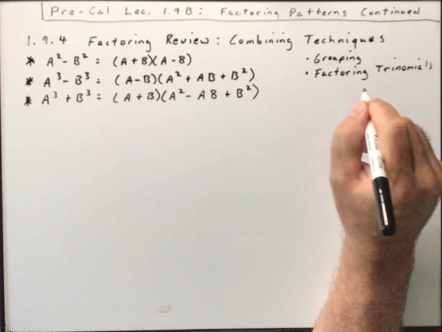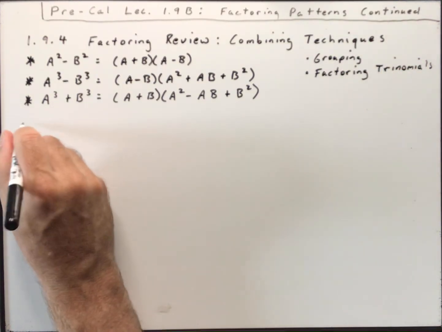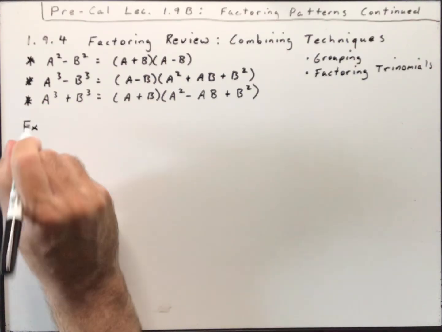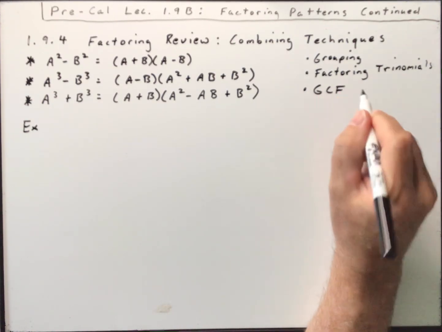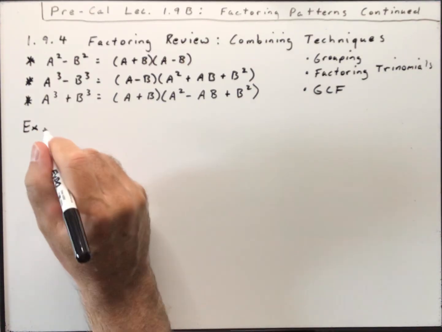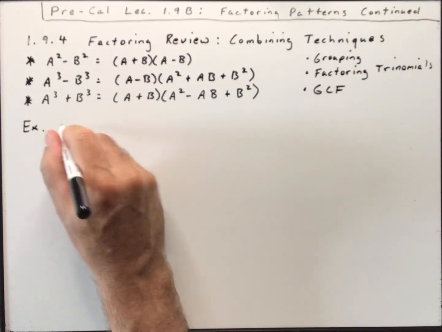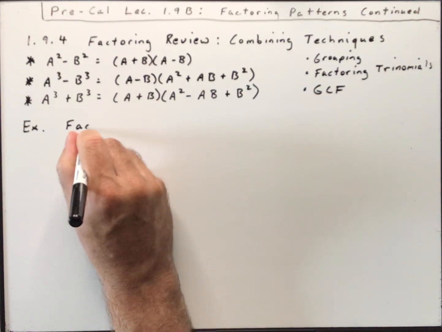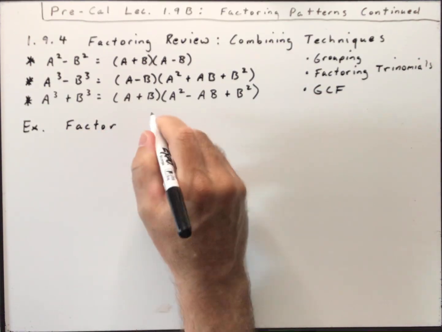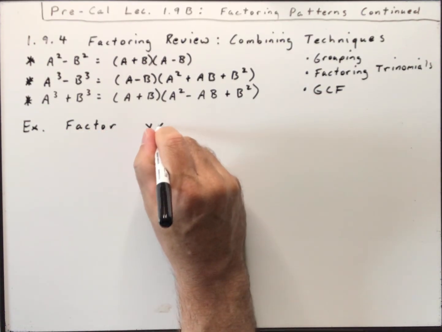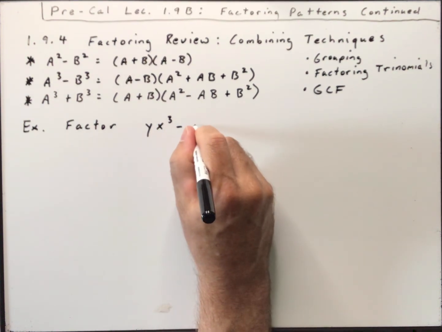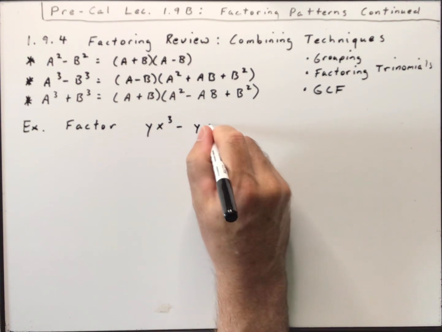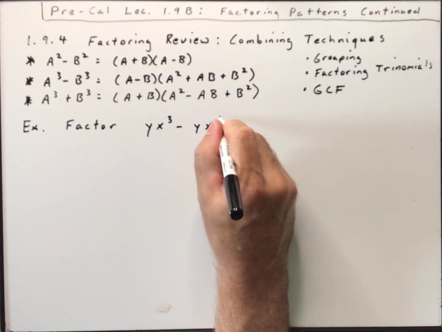All right, we'll use those techniques as well. Okay, so maybe some factoring out the greatest common factor, the GCF. All right, so our first example, we want to factor y times x cubed minus y times x to the sixth.